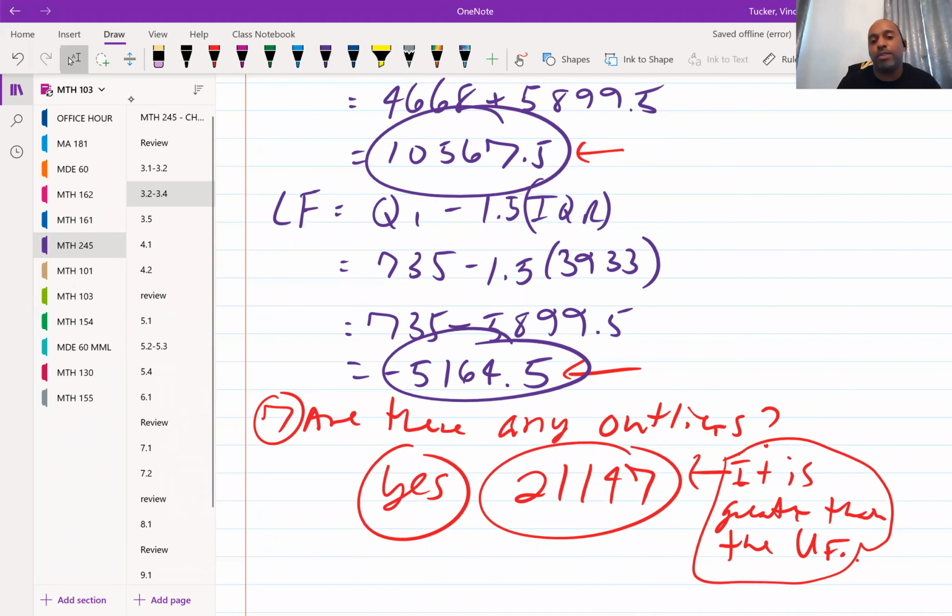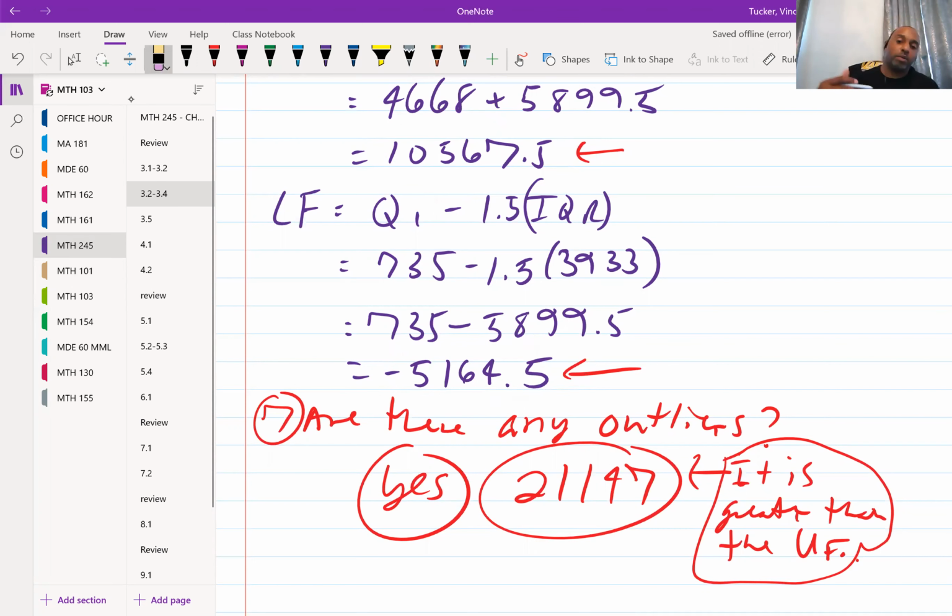We have 21,147, which is greater than the upper fence. So that was the only one. It is possible to have more than one outlier, but that was the only one that went beyond our fences. So that's the only outlier that we have.